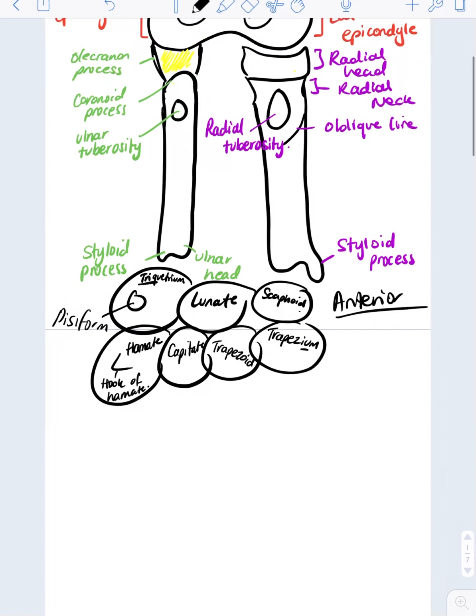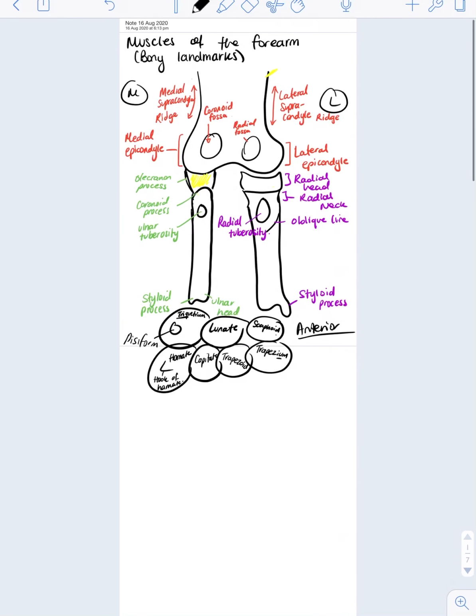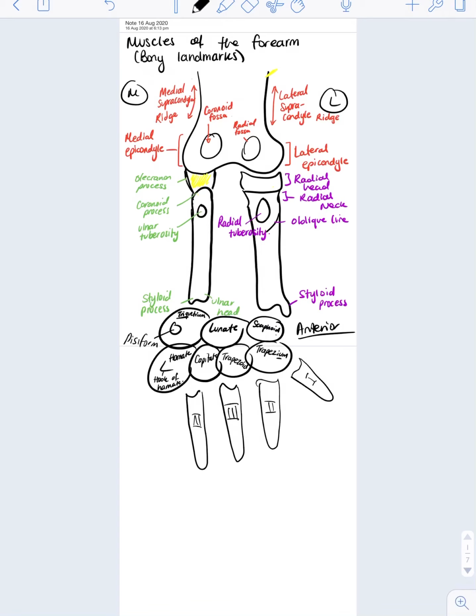Now we're going to draw in the digits. We'll start off with our metacarpals first. So our trapezium is going to articulate with our thumb. So this is digit number 1. And then roughly over here, we have digit number 2, digit number 3, and of course this is very rough. And then digit number 4 and 5. So these here, 1, 2, 3, 4, 5, are the metacarpals.